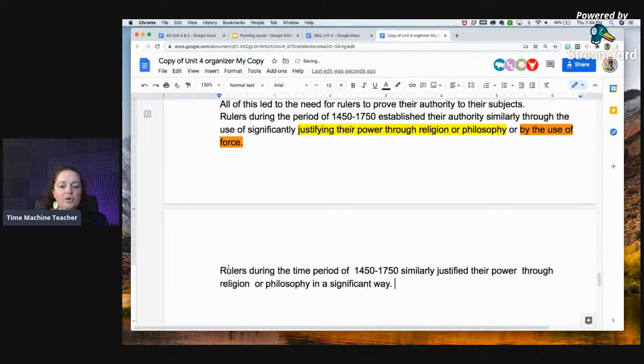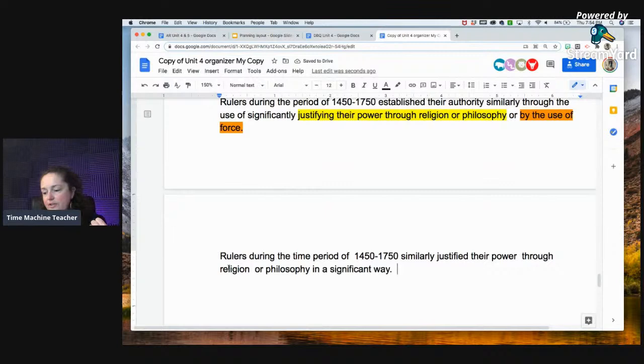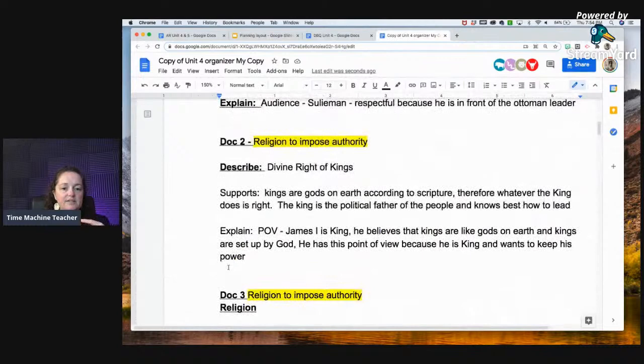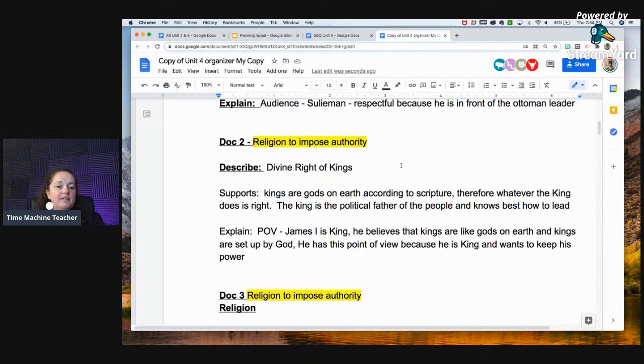And then you're going to take your documents to argue that. What documents were you using? 2, 3, and 5. So you go back to your paper. Remember, you're going to have this written down on paper, so it'll be much easier. You won't have to flip through screens. Here's document 2. So you're going to say document 2 is about the divine right of kings. This document supports that religion was used to impose authority because according to the author, kings are gods on earth, and anything a king does is right. Also, according to the document, the king is the political father of the people and knows what is best and how to lead. That's the supports part.